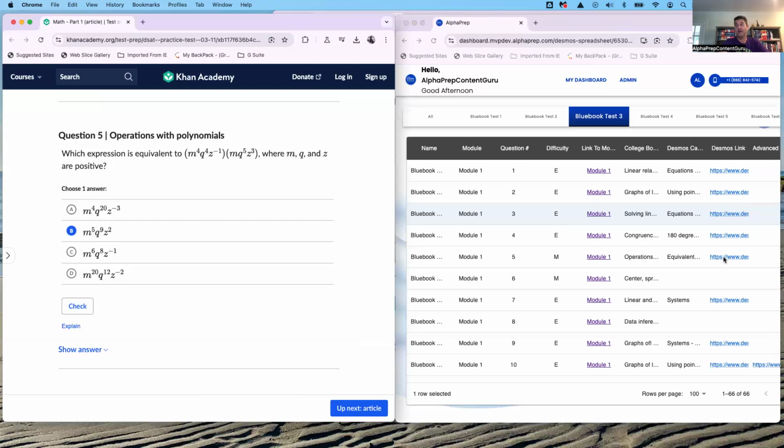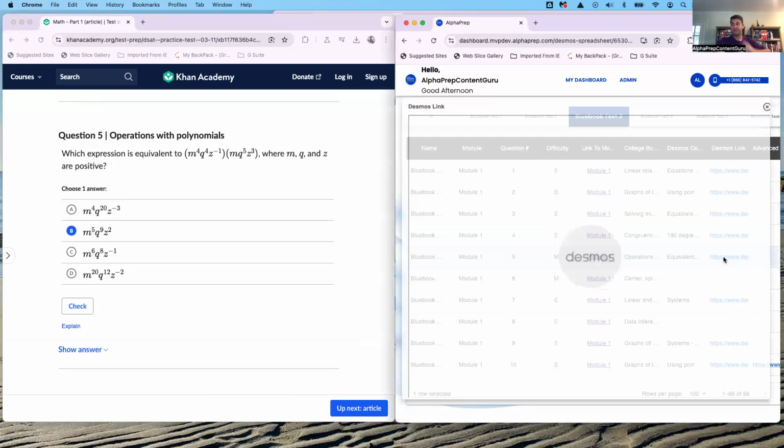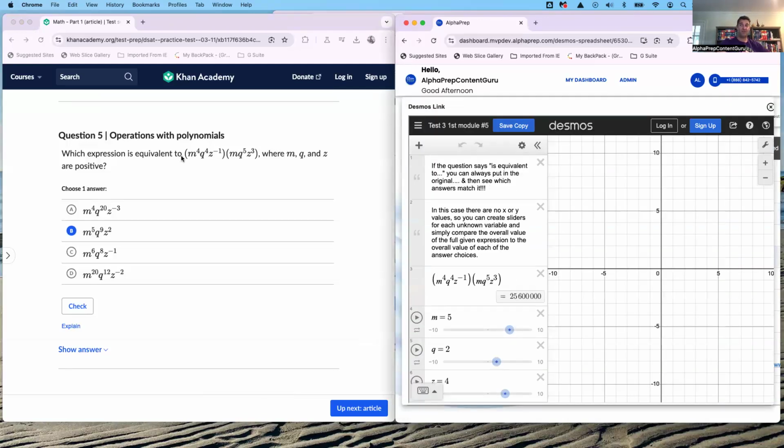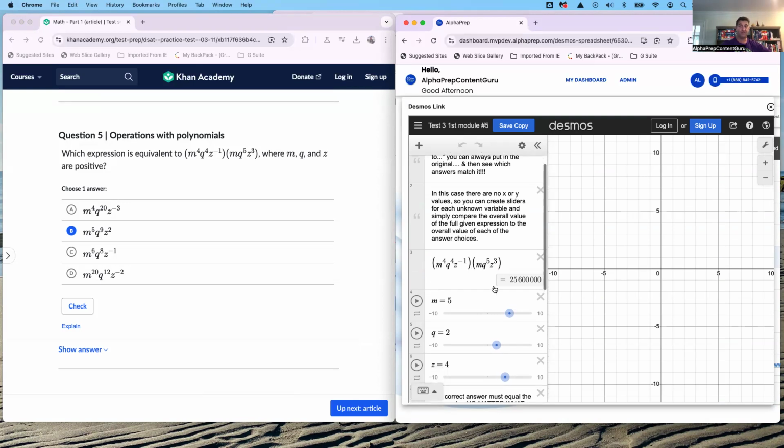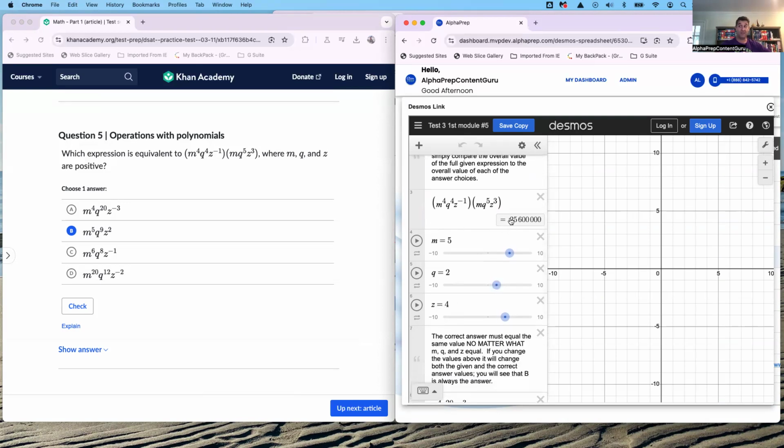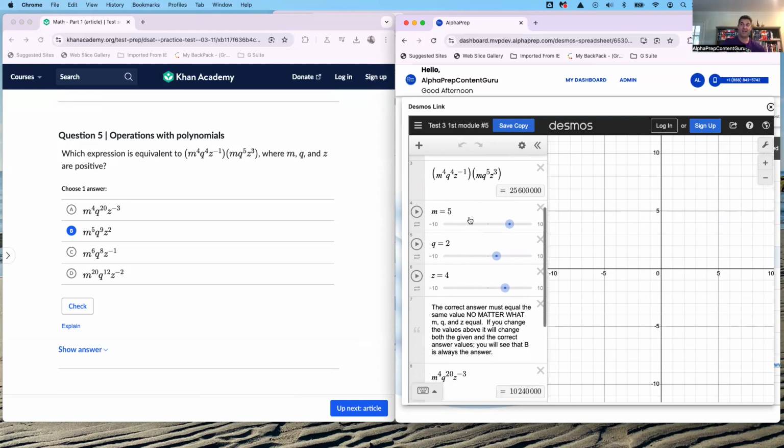The fact that you can click here and you can say, this is a pretty straightforward thing. It says, if the question says "is equivalent to," you can always put in the original. And then when you put in the original, what happens is you're going to pick values for M, Q, and Z. It doesn't matter what those values are necessarily, but it's going to do the work for you. And if these were X's and Y's instead of M's, Q's, and Z's, well, then you'd have a graph. But because you don't have X's and Y's, it just does the actual math for you.